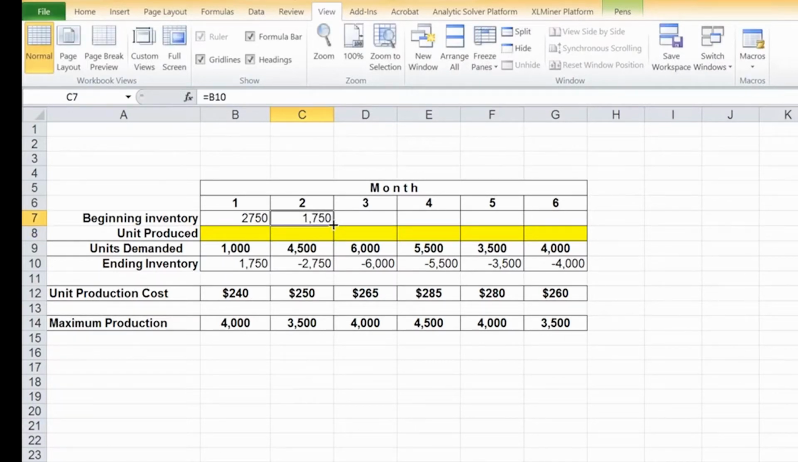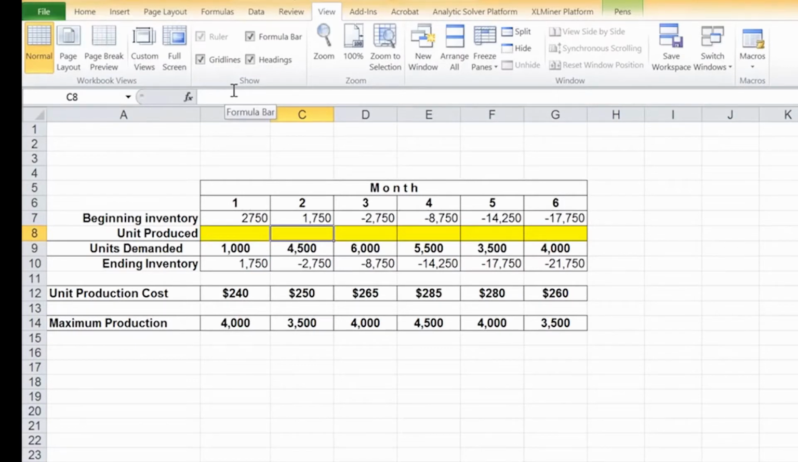Okay, and that's the same for all of them. Just copy it all the way. Click inside. See, okay, so this beginning inventory of month 6 equals the ending inventory of month 5. So this cell here always equals the ending inventory of the previous month. You do it here, then copy it all the way. So with that, we took care of the relationship between the beginning inventory, unit produced, the demand, and the ending inventory, and the inventory of 1 month versus the beginning inventory of the next month. Okay, so these tables are done.